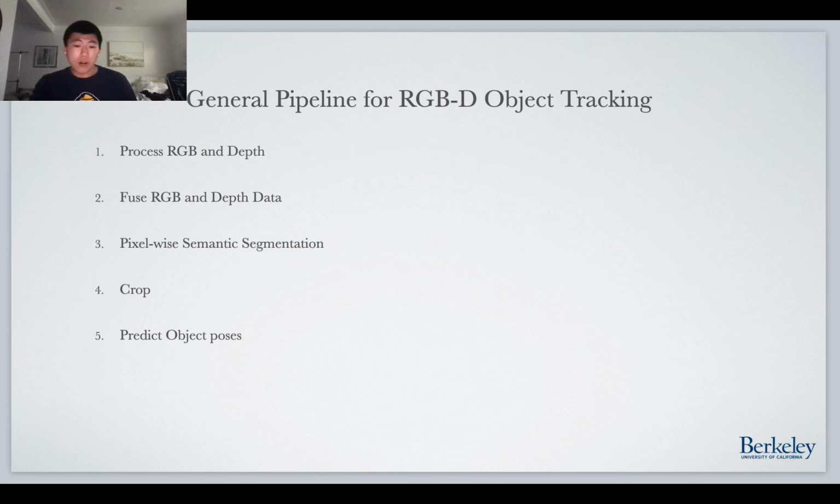Different algorithms differ on whether the tasks of pixel-wise semantic segmentation and object pose estimation are implemented as multitask learning in one network or in entirely separate networks. We will now dive into these different stages.